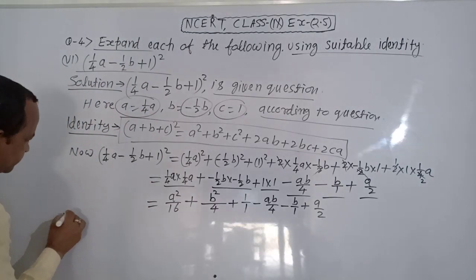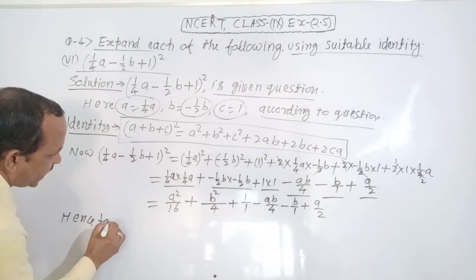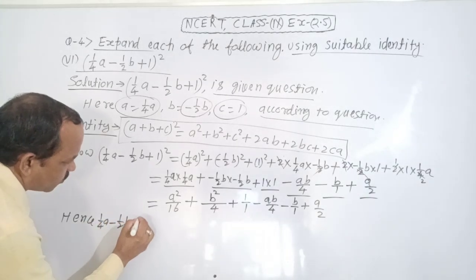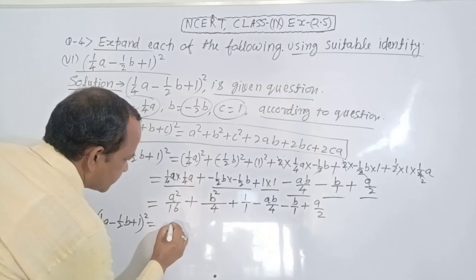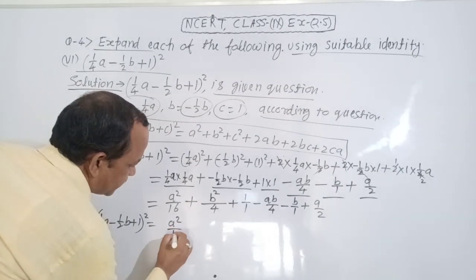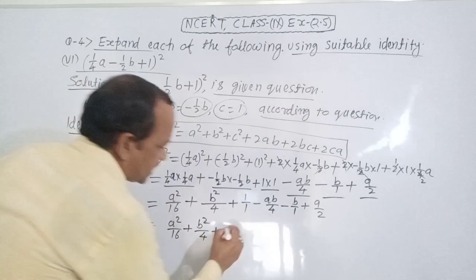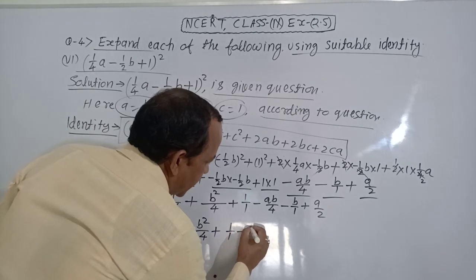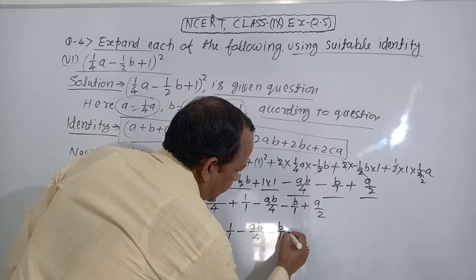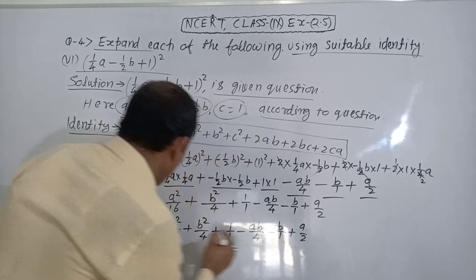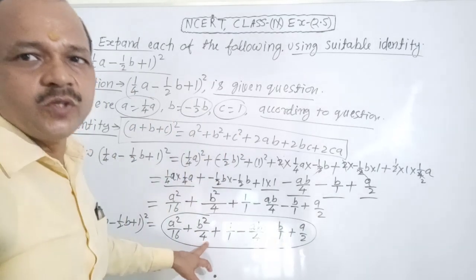Hence 1 by 4a minus 1 by 2b plus 1 whole square equals a square by 16 plus b square by 4 plus 1 by 1 minus ab by 4 minus b by 1 plus a by 2. It is your answer.